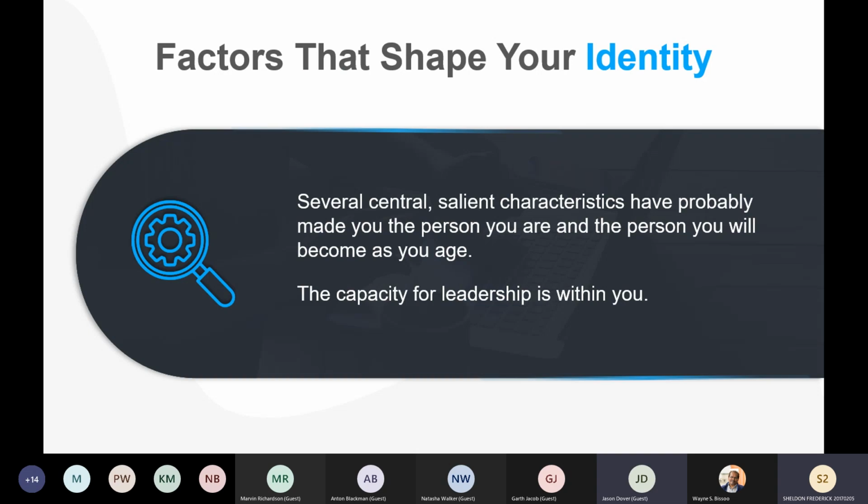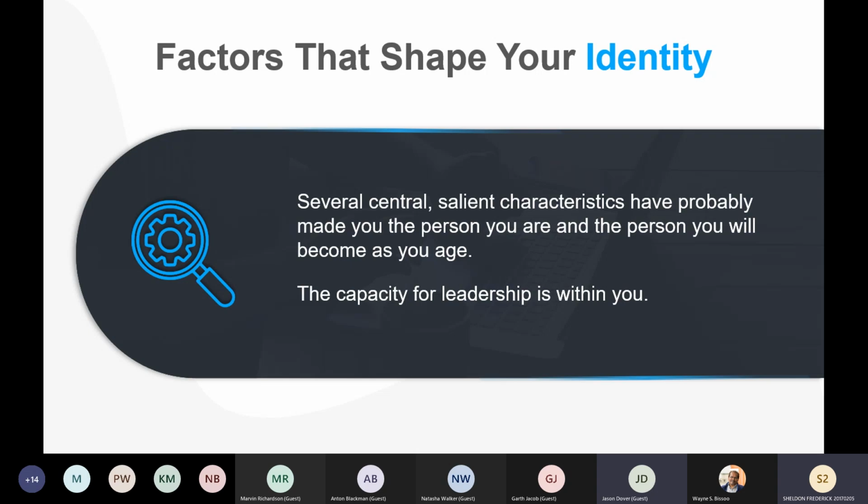There are salient characteristics that define your personality and shape the unique individual that you are. How do you believe or behave differently because you are a man or a woman? How does your age influence your interests and views? How important is your religious persuasion in guiding your thinking? Gender, age, and religious persuasion are just a few of the factors that shape your identity.